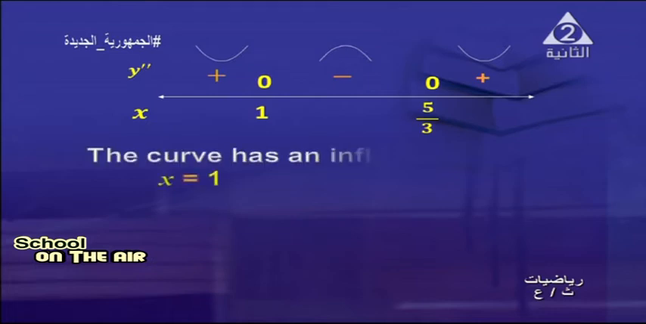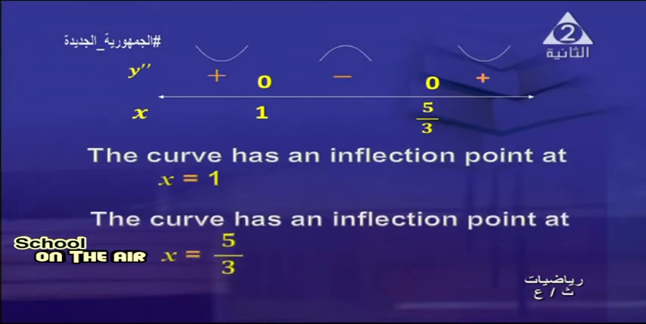So, the function has an inflection point at x equals 1 because the curve before x equals 1 is convex downward and after x equals 1 is convex upward. And the curve has an inflection point at x equals 5 over 3 because the curve before 5 over 3 is convex upward and after 5 over 3 is convex downward.